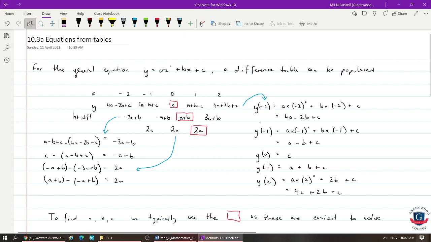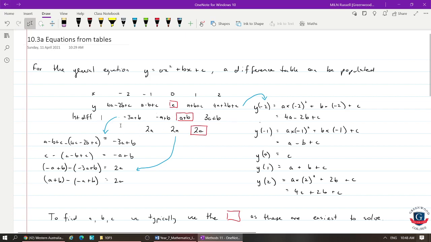Now to find the first difference, we subtract this from this. So that's what I've done here. 4a take 2b plus c minus the whole of this bracket. So that minus that. And that will give us -3a plus b. And that's our first difference value. And then we do the same for this one, and this one, and this one. And we'll get these three values here.